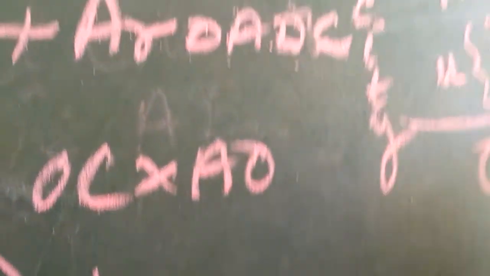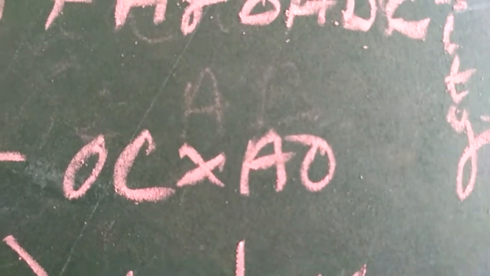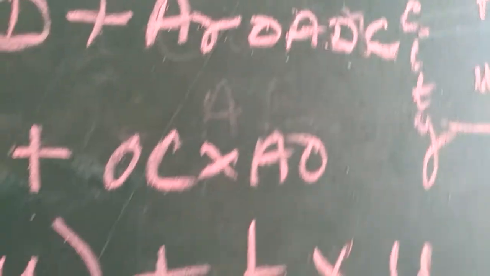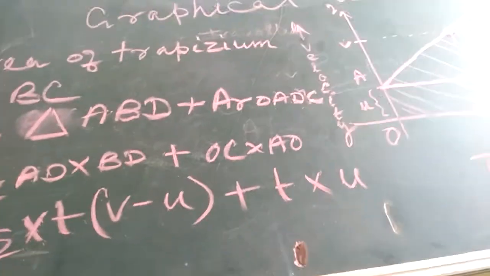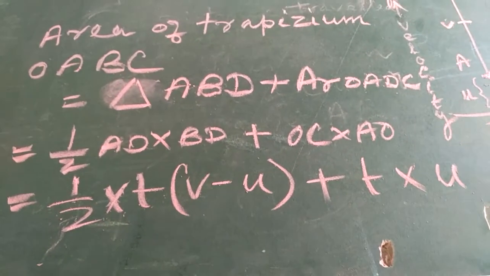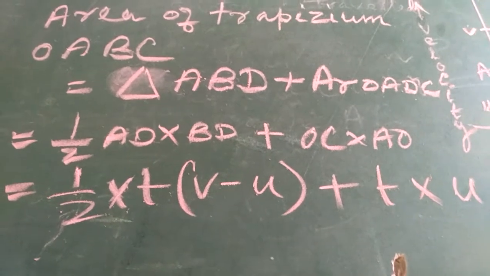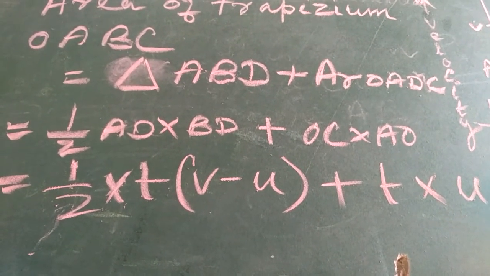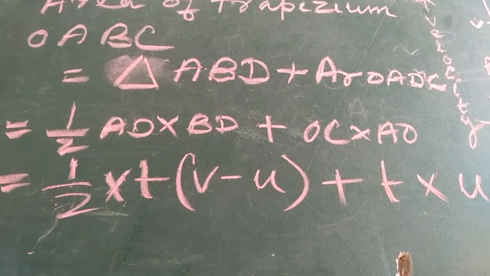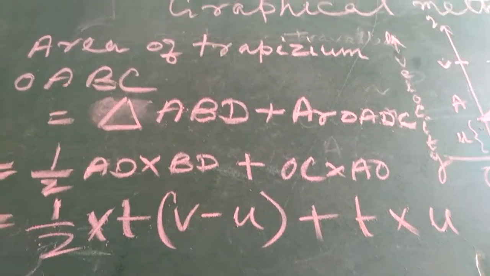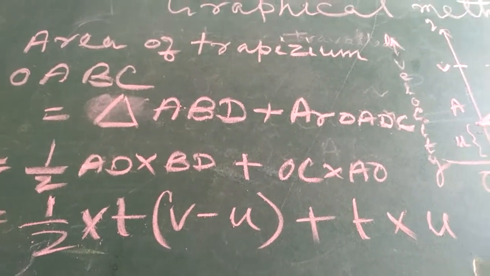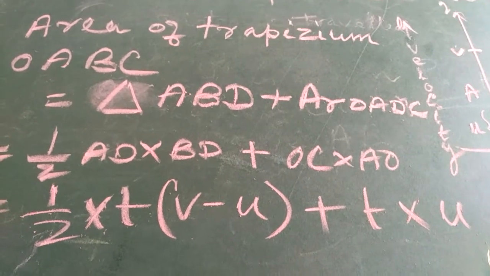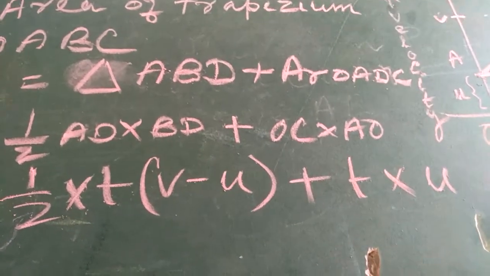OC is equal to what? T. T into AO equal to what? U. Is it clear? Sir, could you show the full board? Anyone who couldn't understand? Sir, in the exam, if we don't get any numerical values, the answer should be like this, right? No, this is the proof. This is actually a derivation. In your question, when the problem is there, values will be given. But here, you do not need any value.